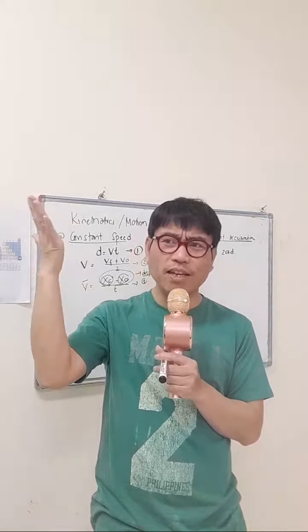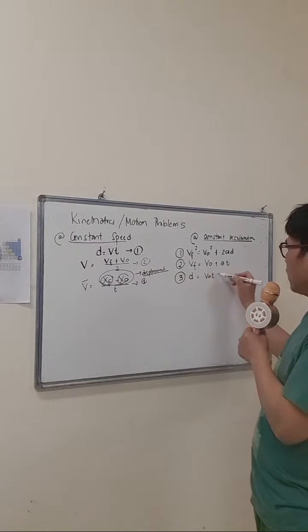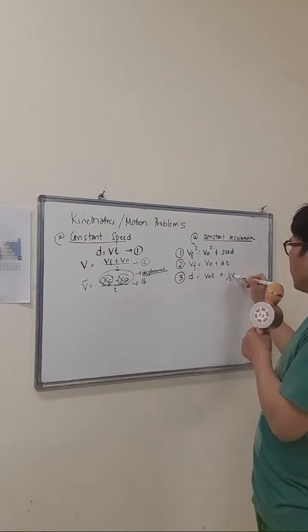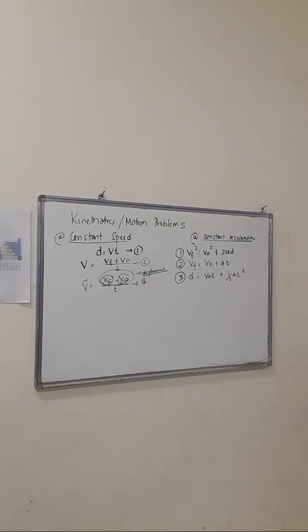Okay. So formula number 2, we have Vf is equal to Vo plus acceleration times time. If we're asked for the time, then solve this one with the initial velocity and final velocity. Number 3, we have distance is equal to initial velocity times time plus 1/2 acceleration times t squared, something like that. So this is the third equation.